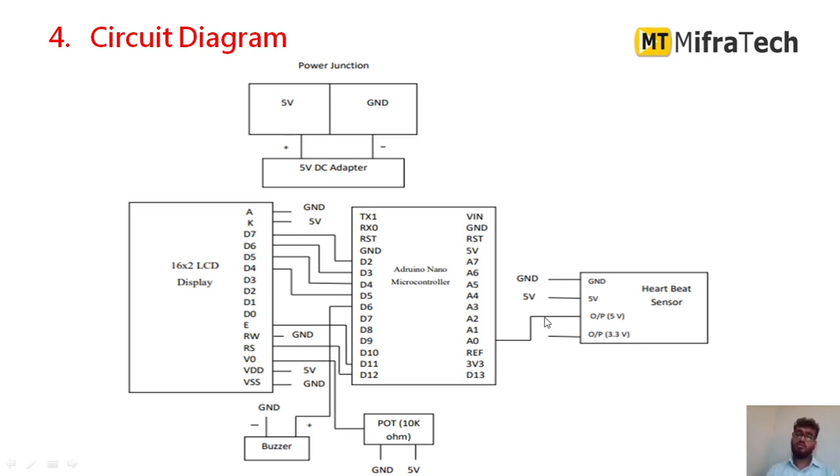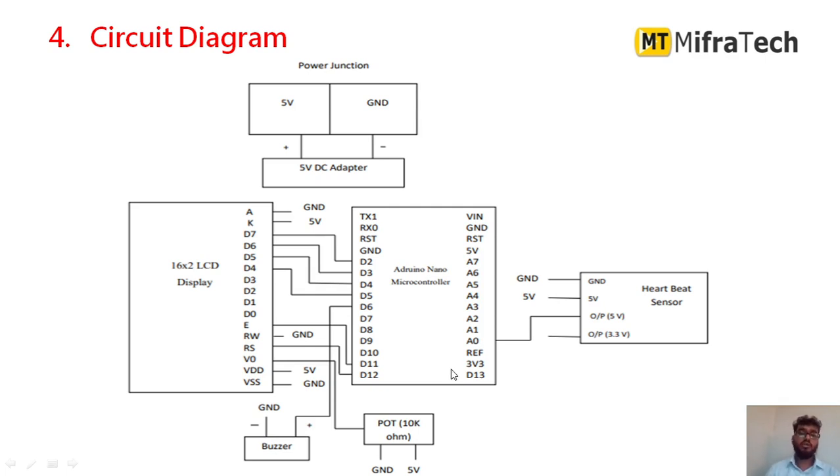That output pin I have connected to A0, which is an analog pin of the Arduino Nano microcontroller. As the heartbeat will be continuous analog values being detected, that is why I am connecting to an analog pin of the Arduino Nano microcontroller. So this is the simple connection in order to interface this heartbeat sensor to the Arduino Nano microcontroller.